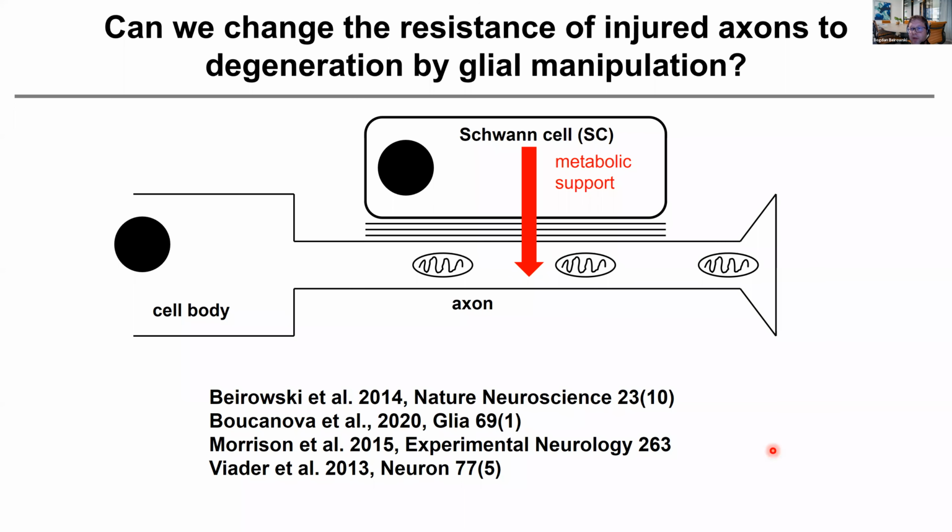So as an alternative approach, we ask if we can change the resistance of injured axons to degeneration by manipulations in Schwann cells. So it's completely different thinking. This question was motivated by earlier studies indicating that Schwann cells provide trophic metabolic support to axons independent from their more traditional myelination functions. This was published in these papers, including our study, where we showed that exclusively manipulating metabolism in Schwann cells is sufficient to precipitate axonal degeneration.